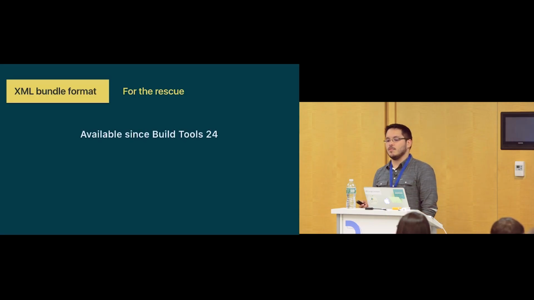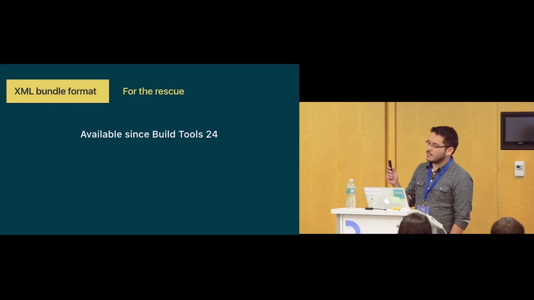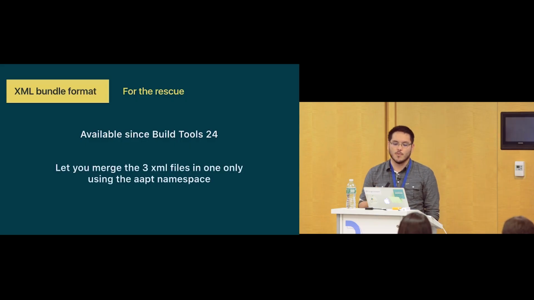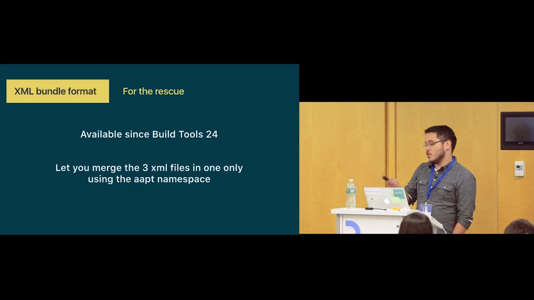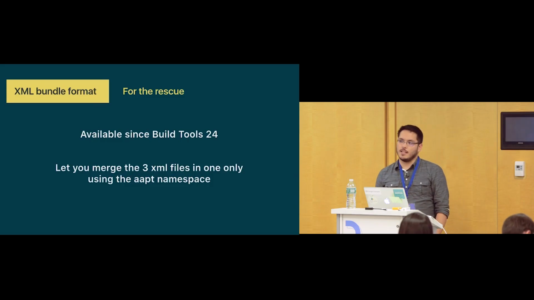It's available since Build Tools 24, and it lets you merge the three files in one only namespace. You're only using the AAPT namespace.